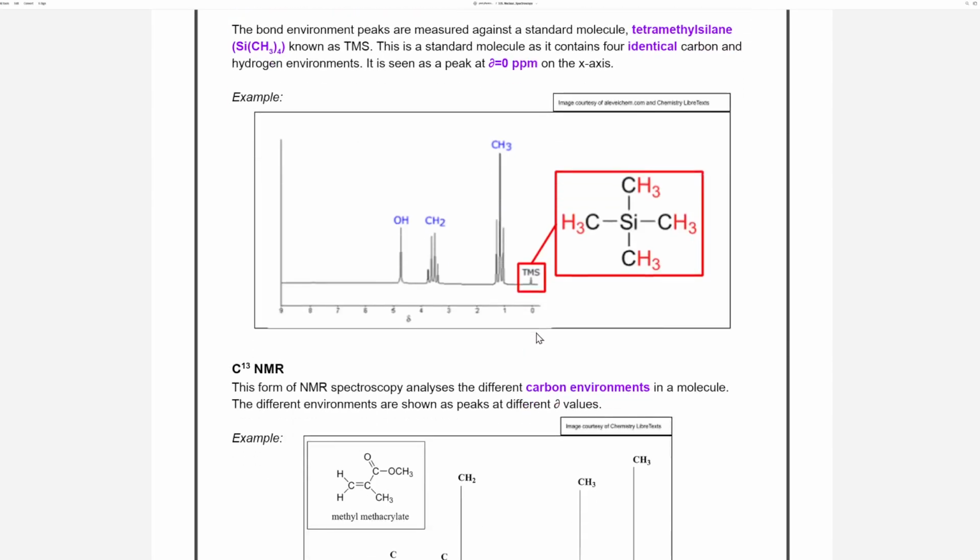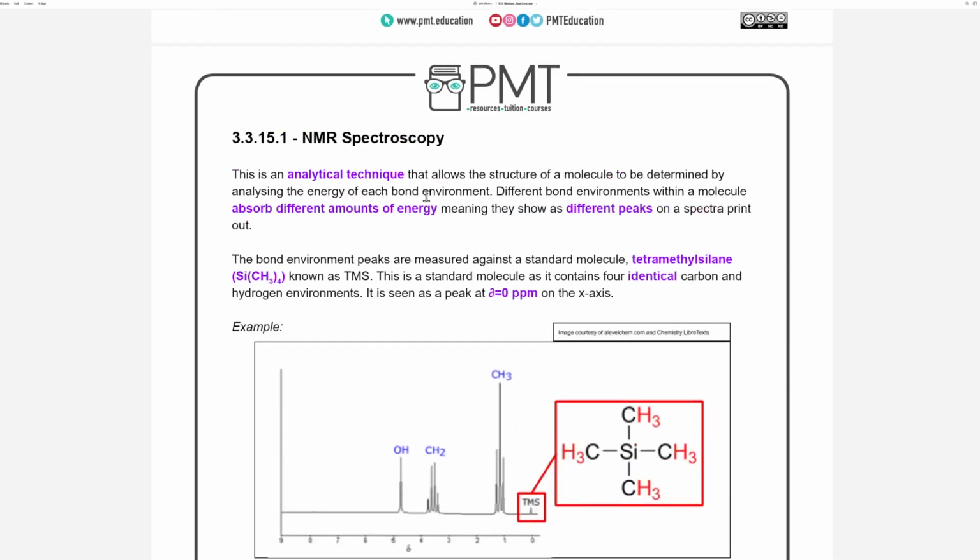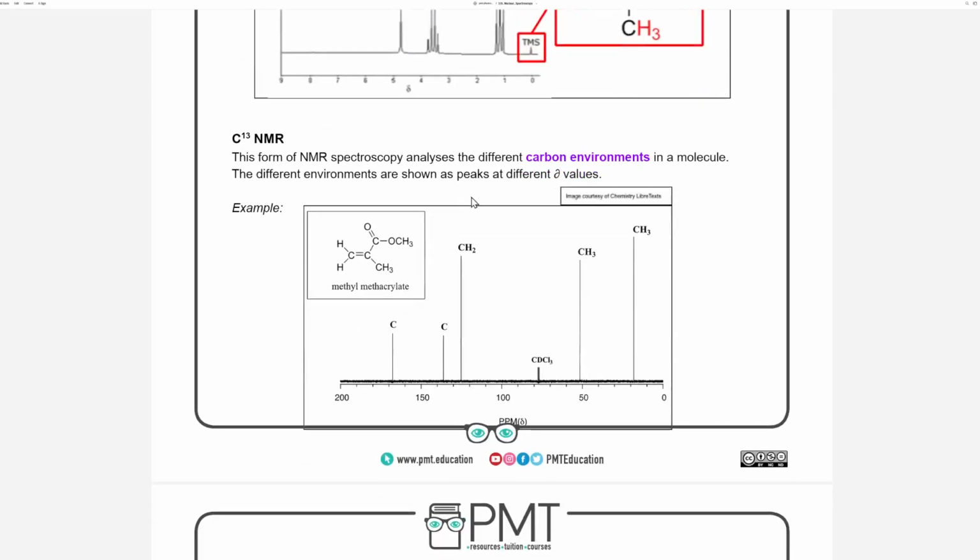This is TMS, so this is hydrogen NMR. Once again, tetramethylsilane. This is a carbon NMR, carbon 13 NMR. So let's go over this because we clearly didn't have this. So this form of NMR spectroscopy analyzes the different carbon environments in a molecule. Different environments are shown as peaks of different chemical shift values. Is that chemical shift? Like, why is this symbol not this symbol? Why are they different?